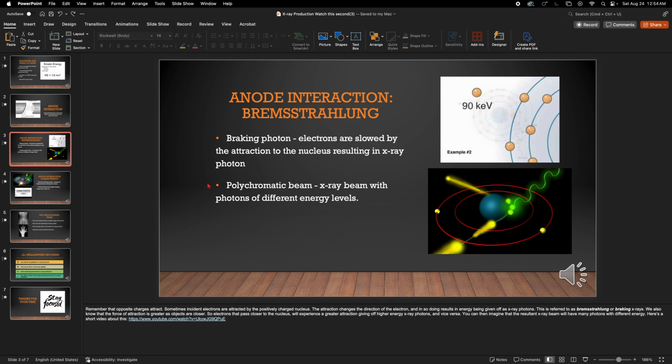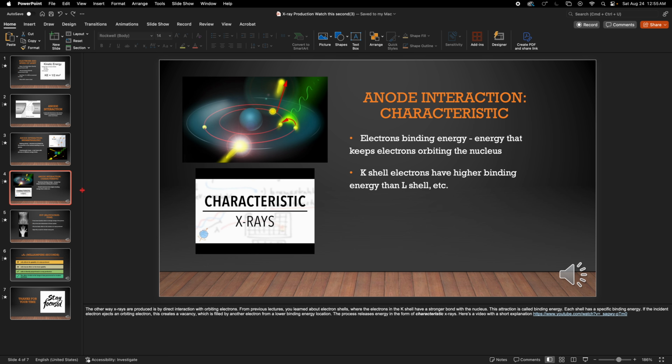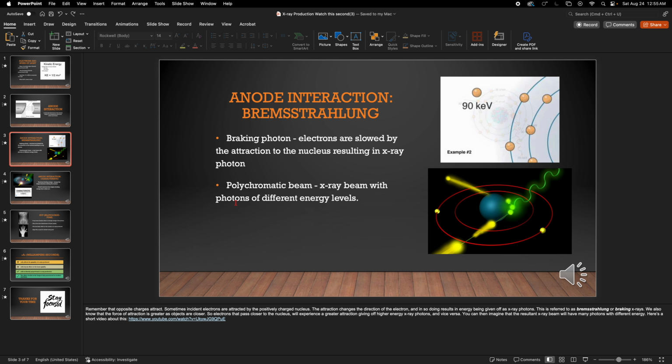Right? Okay, the two types of X-ray production will be the same, Bremsstrahlung and characteristic. I'm not going to go through all of this except to say that Brem is just slowing down, as in the incoming electron now approaches the nucleus and is slowed down because of the attraction between the nucleus, which is positively charged, and the electron, which is negatively charged, opposites attract. And the loss of energy is given off as X-rays. And most of the X-rays produced at the anode is Bremsstrahlung. I think it's about 85%.